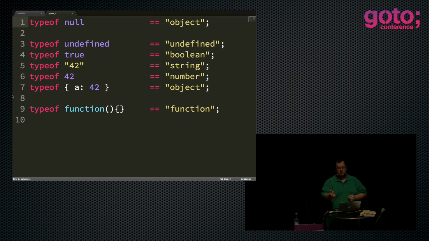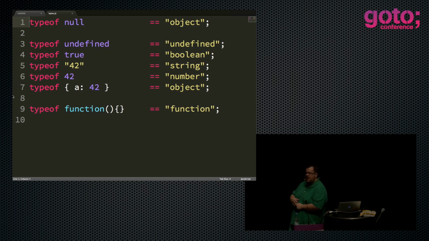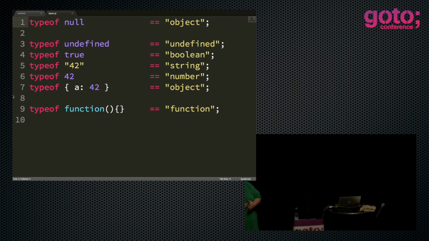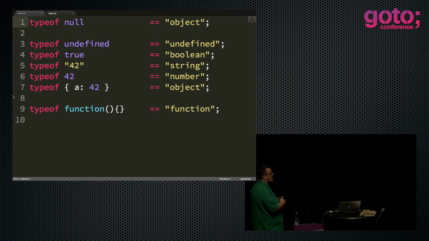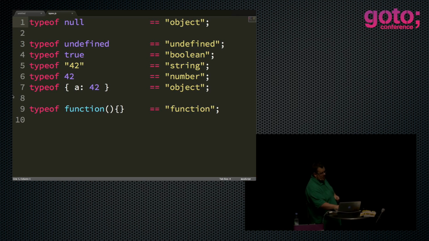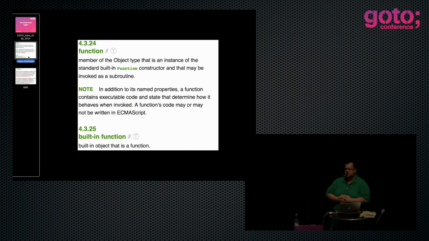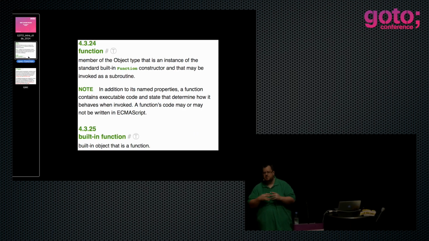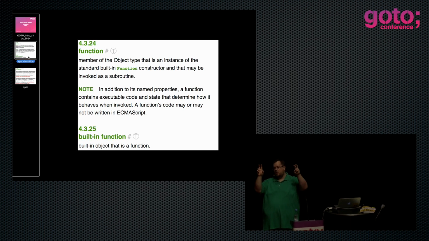They're more well-behaved. typeof undefined returns "undefined". typeof true returns "boolean", then string, number, object. And then down at the bottom you see "function". Now, you would be forgiven, as I was for many, many years, if you thought that function was an actual type. In fact, if we go back to the specification, functions aren't really a type. They're really sort of a subtype of the object type. And we know that all functions are objects.